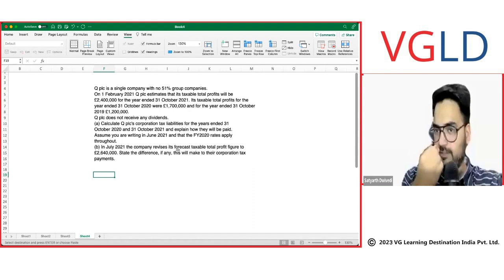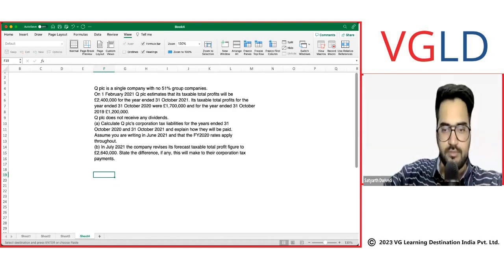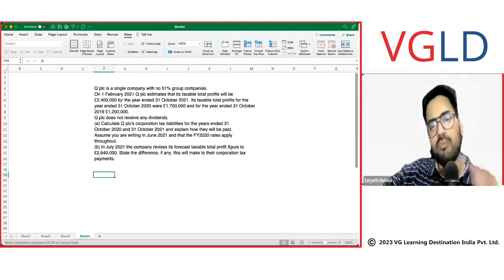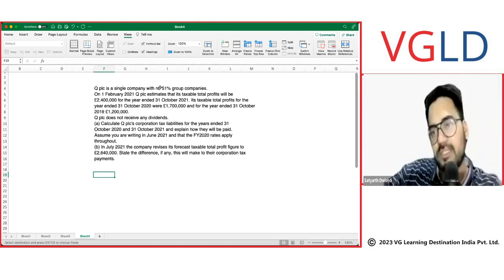Okay, for 2021 liability paid on... fine. So now they're saying QPLC is a single company with no 51% group companies. Very good.